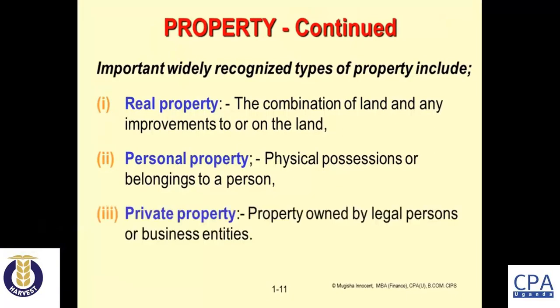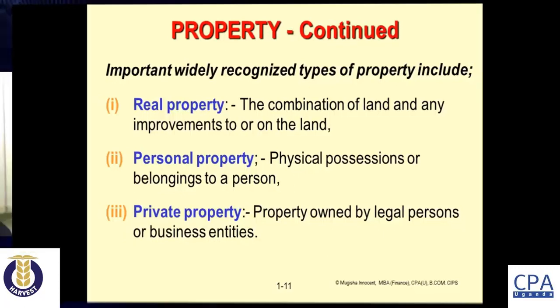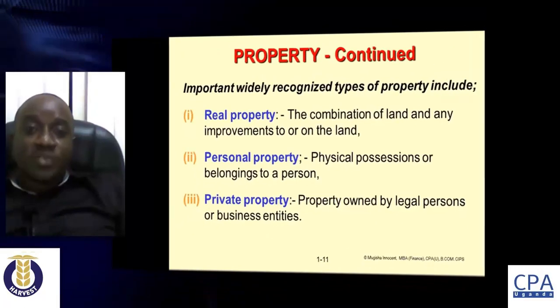Number three, we are talking about private property. This is property owned by legal persons or what we call business entities. These legal persons are persons or entities created by law, like a business. Remember, in our financial accounting, we talk about the business entity concept, where we look at a business as a very different person from an individual or from the owner of the business. So private property are these properties owned by the business.